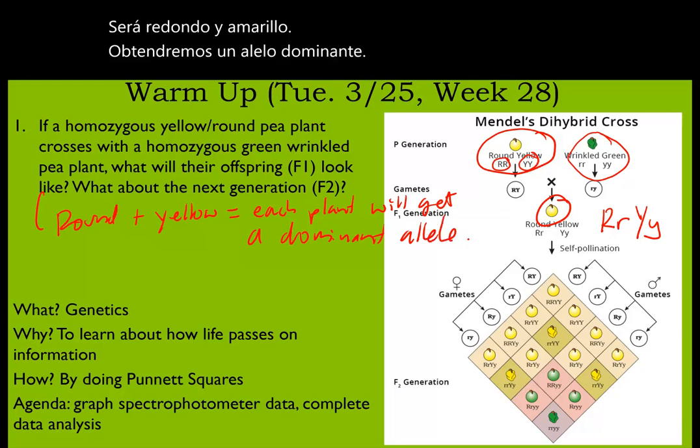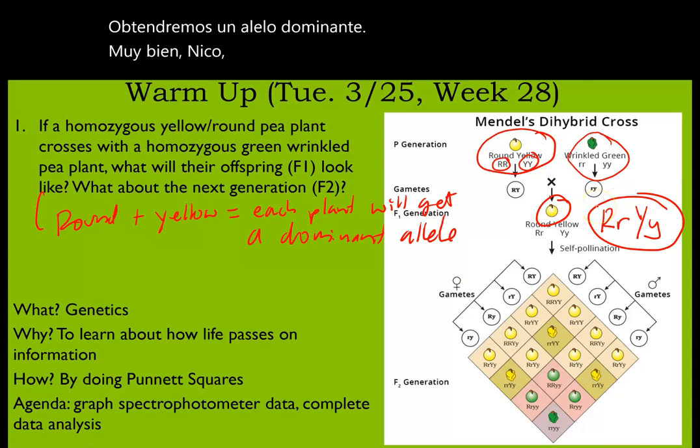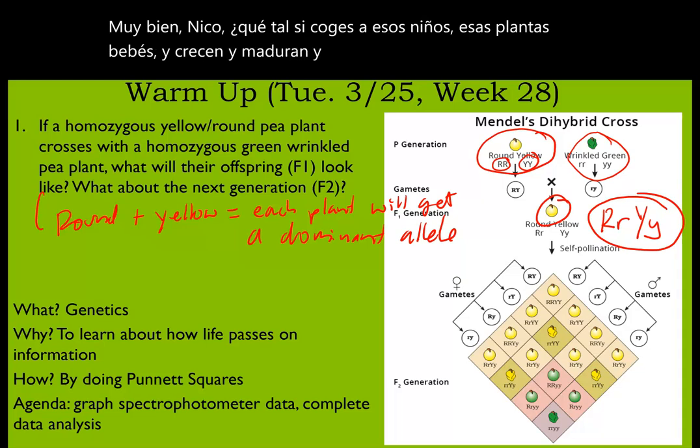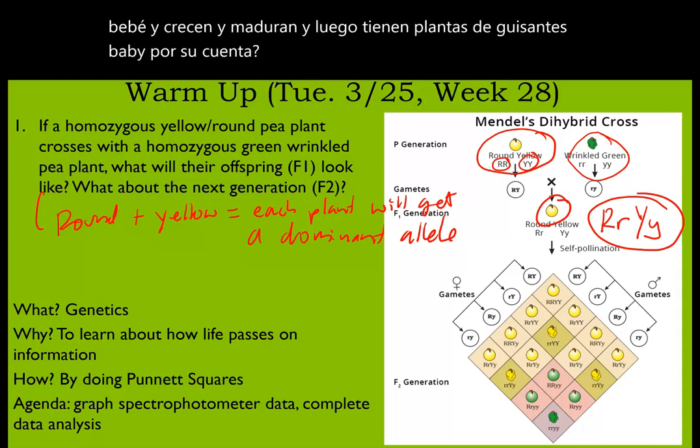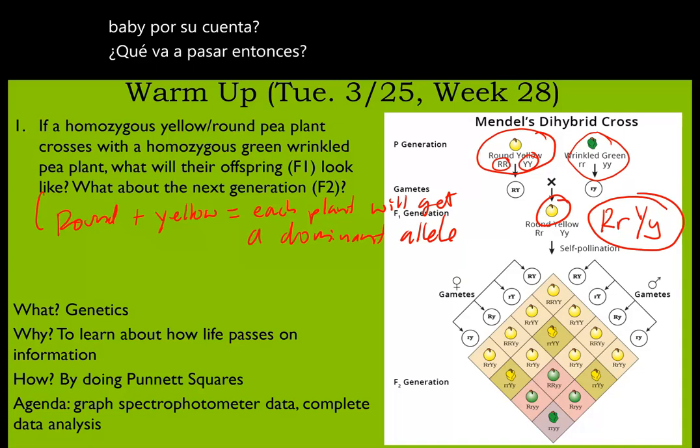All right, Nico, what if you take those kids, those baby plants, and they grow and get mature and then they have baby pea plants on their own? What's going to happen then? What will those offspring look like? Anything you can see in the graphic? Will you get round and yellow ones? Yeah, you'll get round yellow.